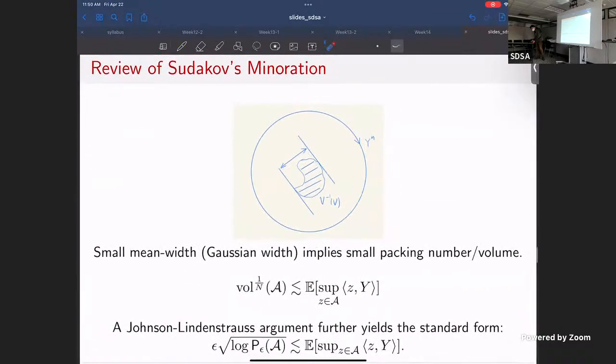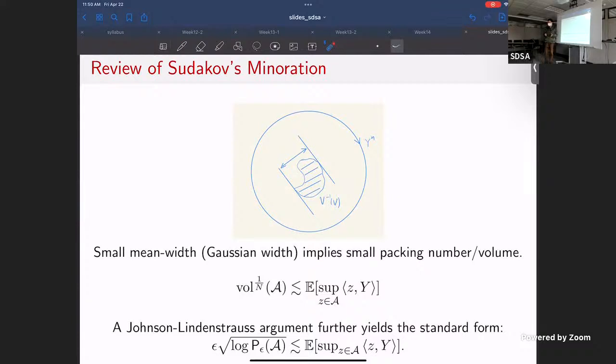So in high dimensional probability, you may know the so-called Sudakov minoration, which is very useful. And in geometry, there are also notions of isoperimetric inequalities. The isoperimetric inequality says that given a fixed volume of the convex body, the unit ball minimizes the surface area. And for the mean width, there's a similar inequality.